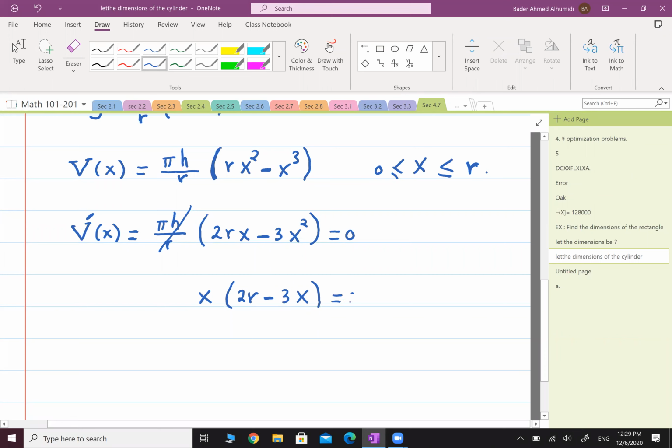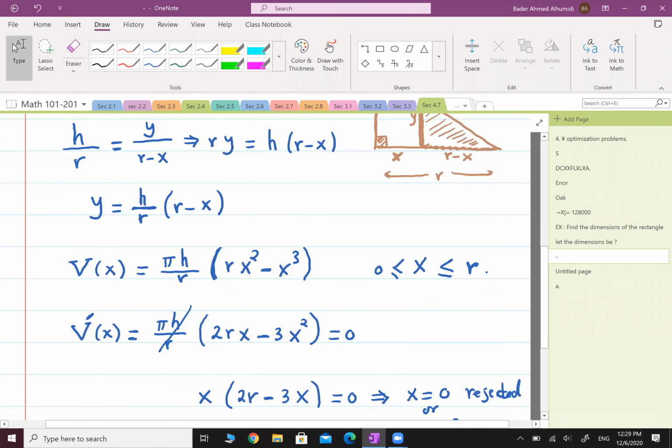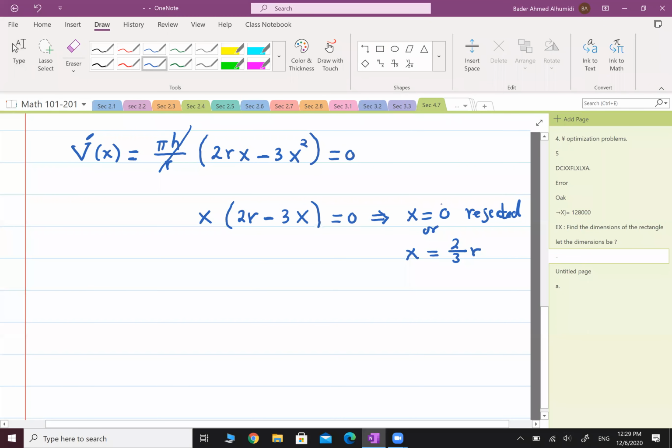If you put it equal to zero, then this will give me two options. Either x equal to zero or x equal to how much? Two over three times what? Two-thirds r. Of course, this one is rejected. Why? The length could be zero, but if it is zero, what will be the volume here? Zero. But this is not a maximum, isn't it? It will not give me a maximum, because if x equal to zero, the volume will be zero. We are not looking for this one.